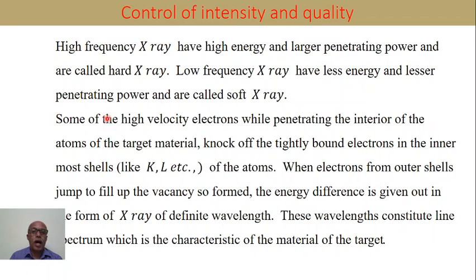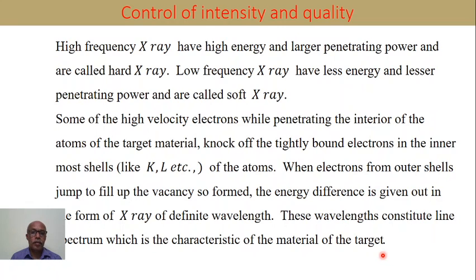Some of the high velocity electrons, while penetrating the interior of the atoms of the target material, will knock off the tightly bound electrons in the innermost shells, such as K, L, M, N, etc. K is the innermost. When the electrons from the outermost shells jump to fill the vacancy so formed, the energy difference is given out in the form of X-ray of definite wavelength. These wavelengths constitute a line spectrum, which is the characteristic of the material of the target.